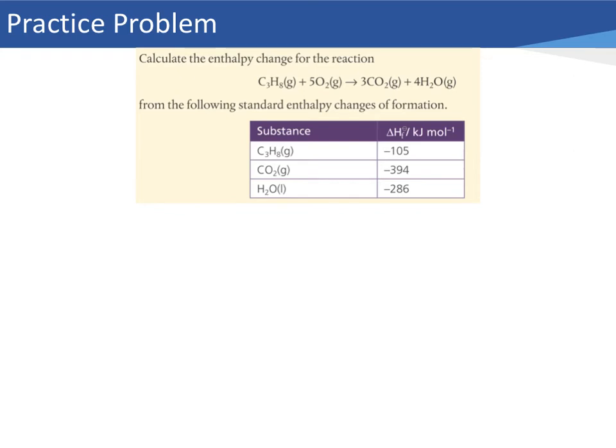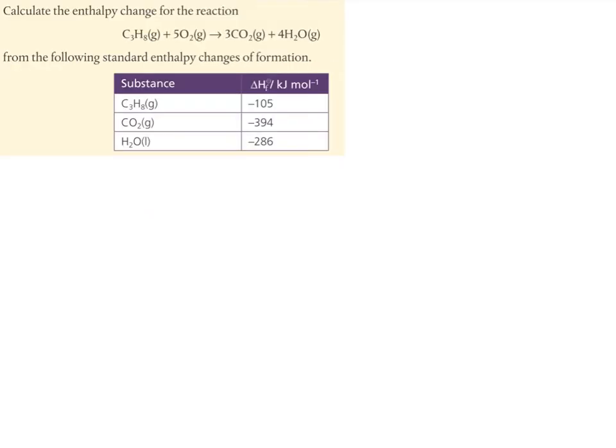So let's use that information to calculate the enthalpy change for this reaction, the burning of propane. We're actually given some values here, although we could have gotten them probably from our data booklet. So let's see if we can handle this here. So delta H of reaction is going to be the sum of the delta H of formation of the products minus the sum of the delta H of formation of the reactants.